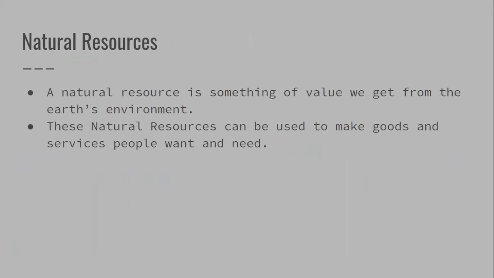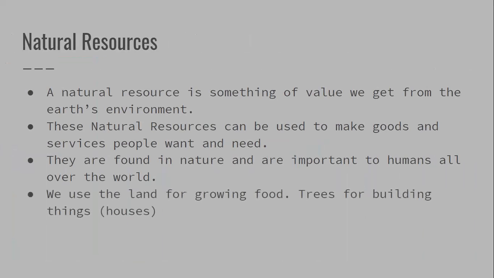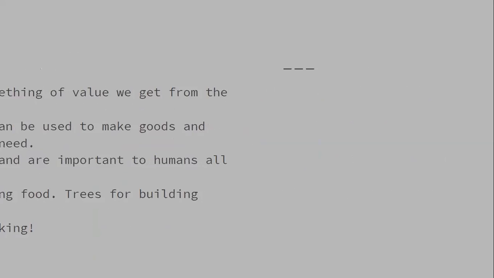These natural resources can be used to make goods and services people want and need. They are found in nature and are important to humans all over the world. So we can use the land for growing food and trees for building houses. We use the water for drinking, and we also use the air to breathe.